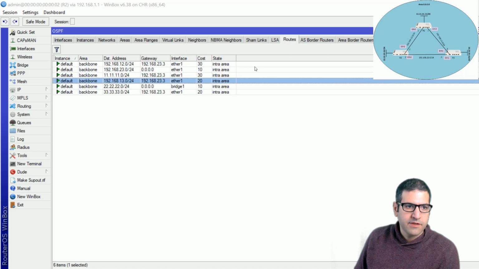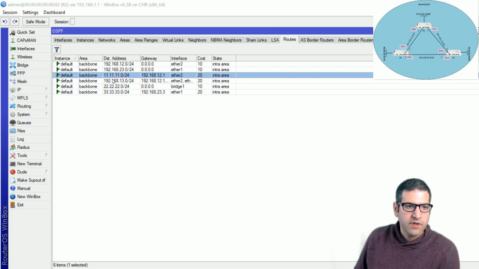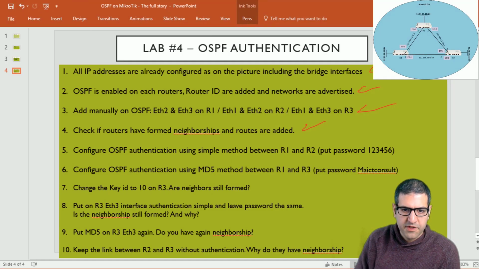Okay, and we can see in a moment also that router 2 will know again about 11.11.11.0, which is the bridge interface connected to router 1. So they share the routes together. Okay, so this is really very simple how you can do authentication on a MikroTik router.